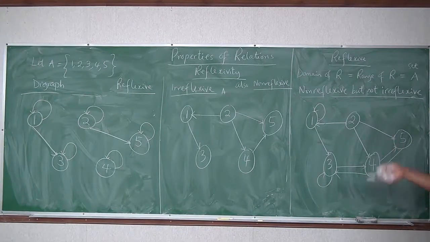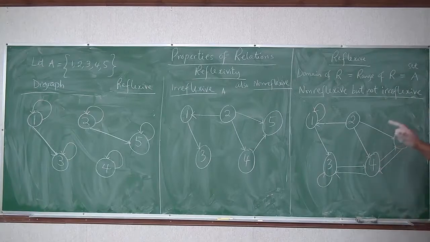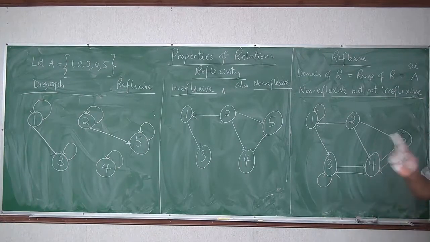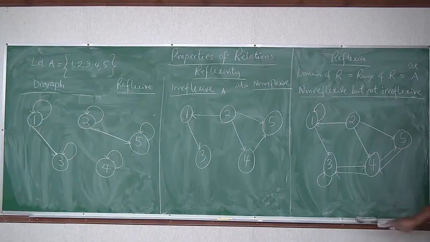With this diagram you have 1,1, 2,1, 1,3, 3,3, 3,4, 4,3, 2,4, 2,5, 4,5, 5,4. At least you have 1,1 and 3,3, but you don't have 2,2, 4,4, or 5,5. So it is non-reflexive, but it is not irreflexive. That's the diagram. Alright.